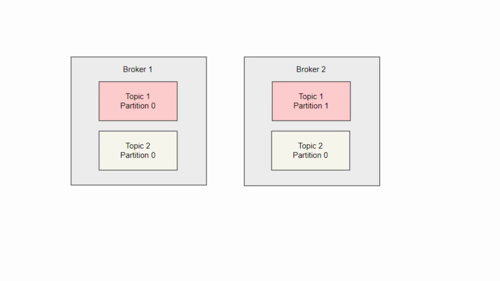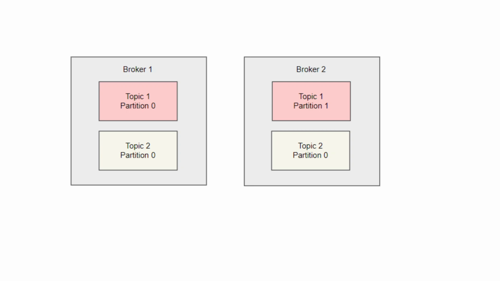Now, what will happen in an event where one of the brokers goes down? For example, if broker 2 goes down, for topic 1, partition 1 will be inaccessible at that point in time. But for topic 2, partition 0 will be accessible because broker 1 is going to be up. Similarly, if broker 1 goes down, for topic 1, partition 0 will be inaccessible. But for topic 2, partition 0 will still be accessible because broker 2 is up. That is why replication factor is extremely important.